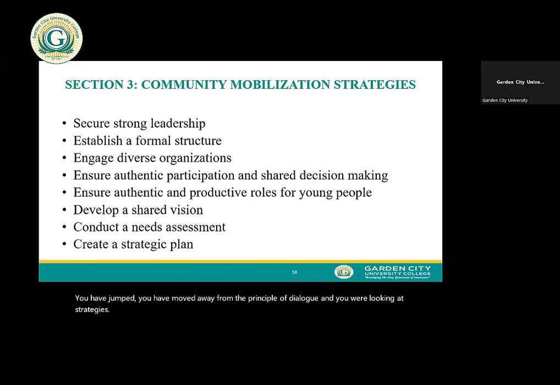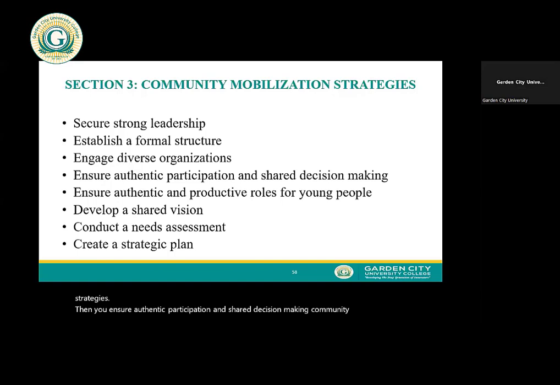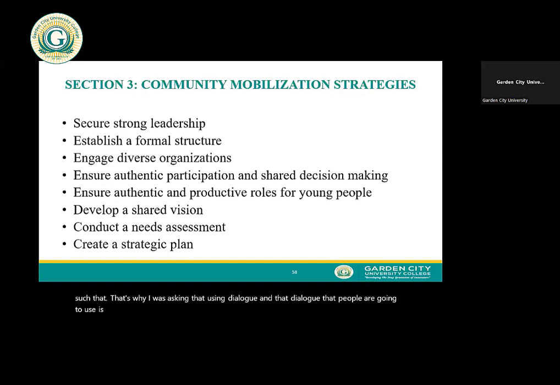Then you ensure authentic participation and shared decision-making. Community mobilization is such that, that's why I was asking about using dialogue, and that dialogue is where people are now going to ask them about their problems. People are going to do health education. People are even going to do ANC. It is a dialogue. If you see me moody, and you want to find out why I am moody, you know that you cannot get it out of me by asking me, Christa, sister, why are you moody? I would say that I'm not moody. But you feel, oh, it's normal. You have to engage me in a conversation.